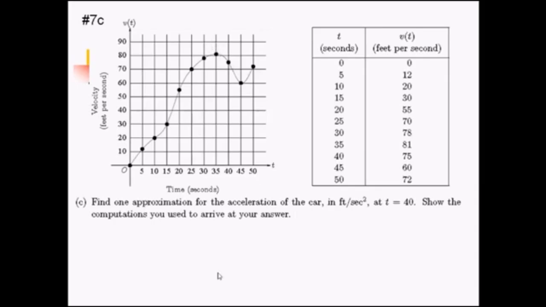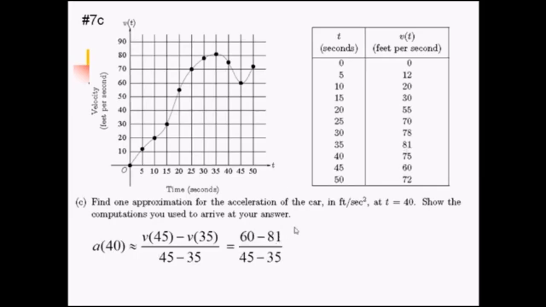So let's do then v of 45 minus v of 35 over 45 minus 35. So that's going to be 60 minus 81 over 10. And let's see, that's negative 21 over 10. You could reduce it if you wanted to, negative 2.1 feet per second squared. But honestly, you could have stopped at this point here where you plug the numbers in and just stuck the units on.